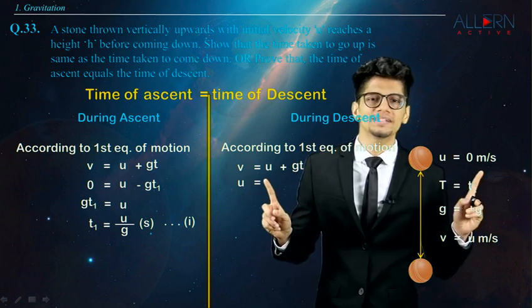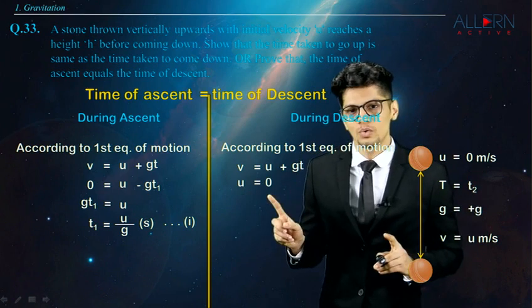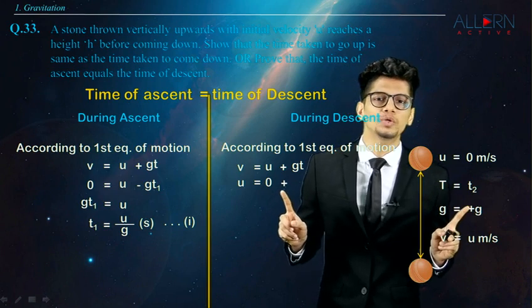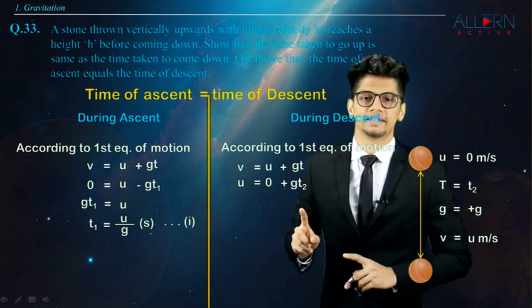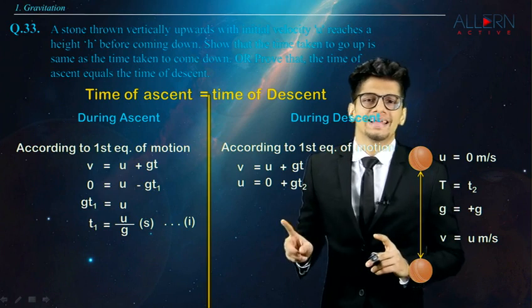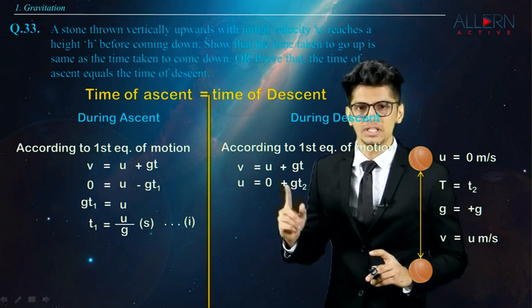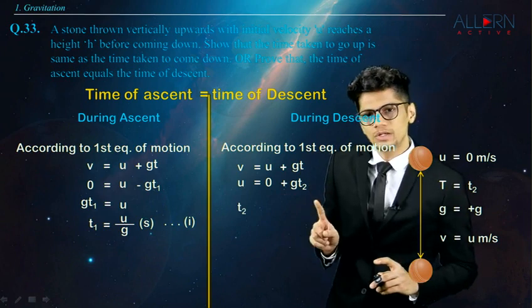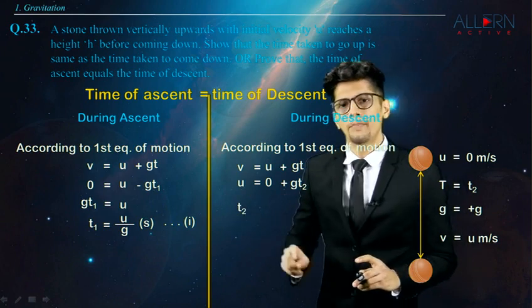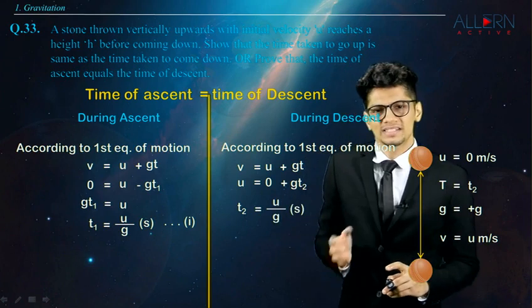So we write u is equal to, what is the initial velocity this time? The value is 0. So we write 0 plus g, and t2 this time is the time of descent. What we have to obtain is t2. So u is equal to gt2. g goes on the other side, and we write t2 is equal to u upon g. This is equation number 2.